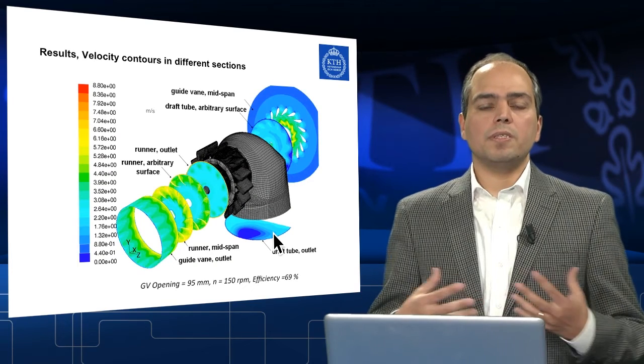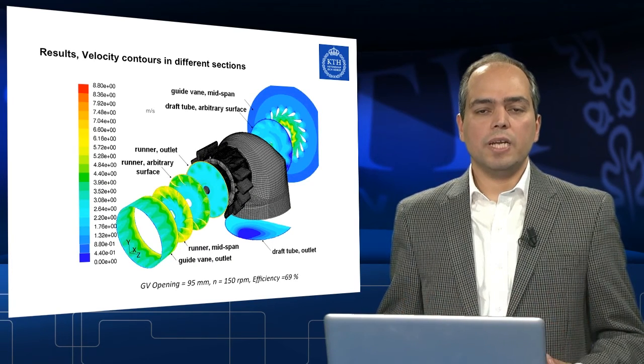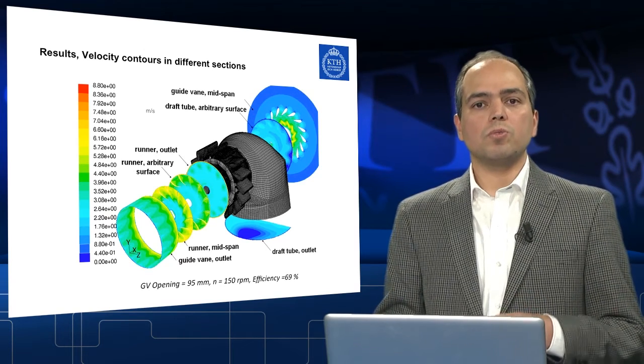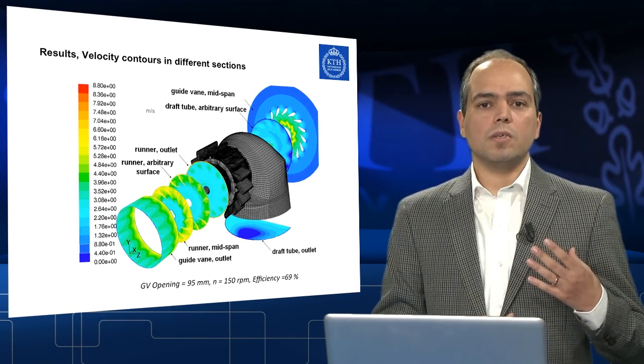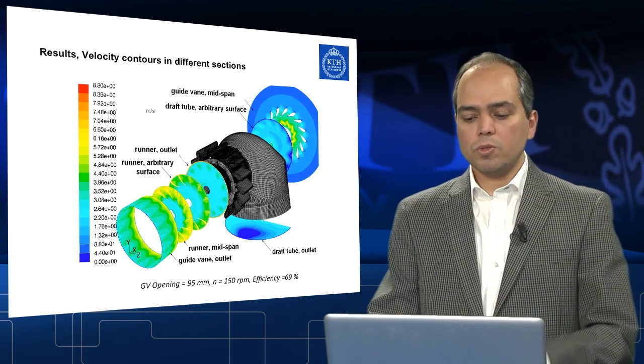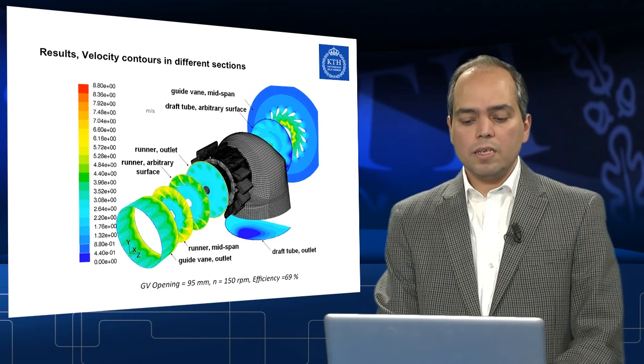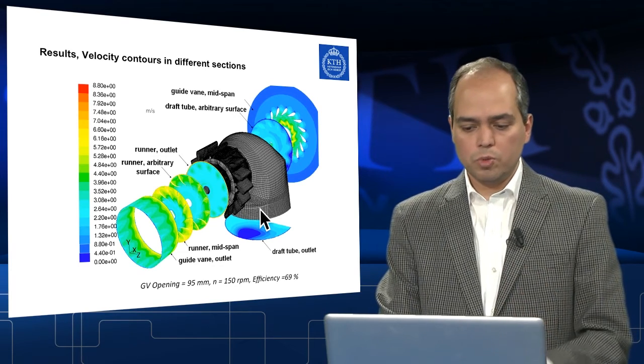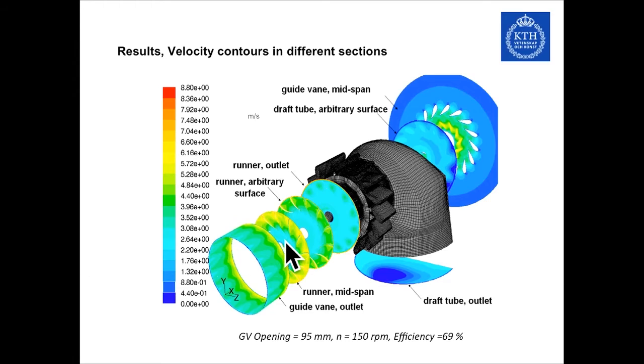And then by implementing these simulations, which are based on finite element methods, in order to solve the mathematical models of the system, one could get an understanding of the different flow parameters inside the turbine. So here you could see, for example, this one shows the velocity contours in different sections of a turbine.